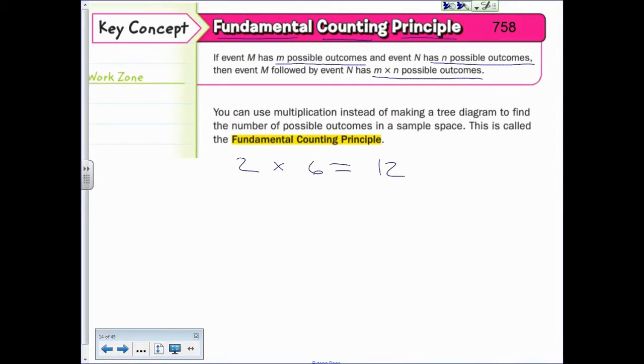This is the fundamental counting principle, also called the FCP. It says you can use multiplication instead of making a tree diagram to find the number of possible outcomes in a sample space. This is called the fundamental counting principle.